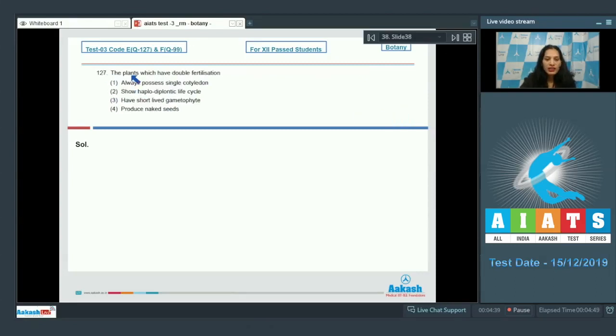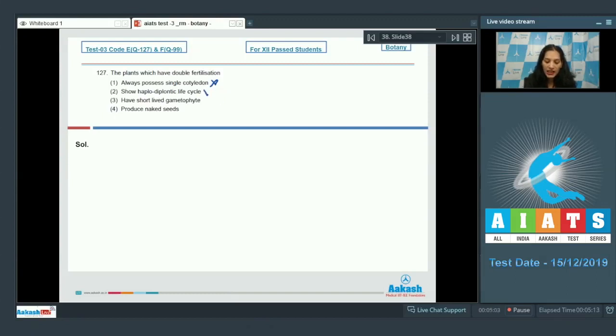Question number 127. The plants which have double fertilization always possess single cotyledon. No. Plants which have double fertilization are angiosperms and they can have single cotyledon in monocots, but they can possess two cotyledons as in case of dicots.